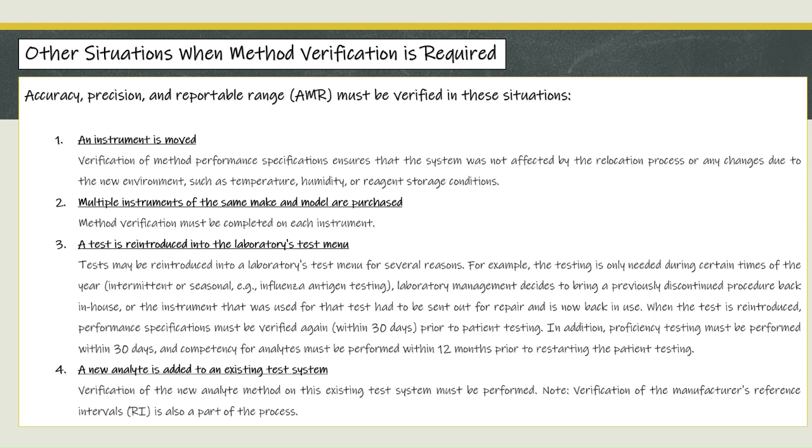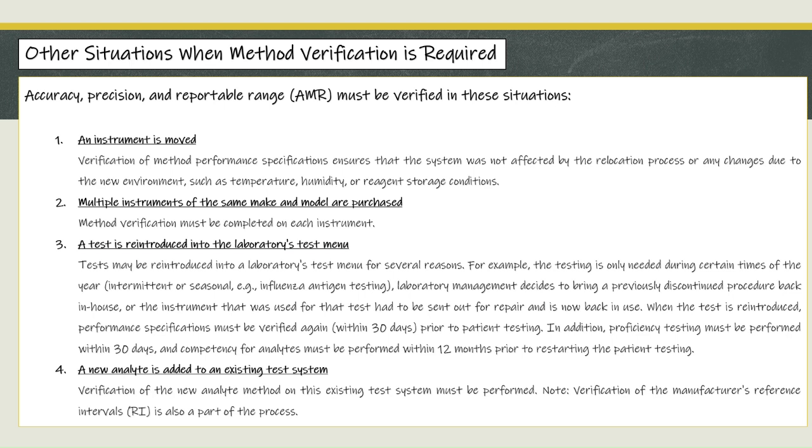Other situations when method verification is required. Accuracy, precision, and reportable range (AMR) must be verified in these situations. 1. An instrument is moved. Verification of method performance specifications ensures that the system was not affected by the relocation process or any changes due to the new environment, such as temperature, humidity, or reagent storage conditions. 2. Multiple instruments of the same make and model are purchased. Method verification must be completed on each instrument.